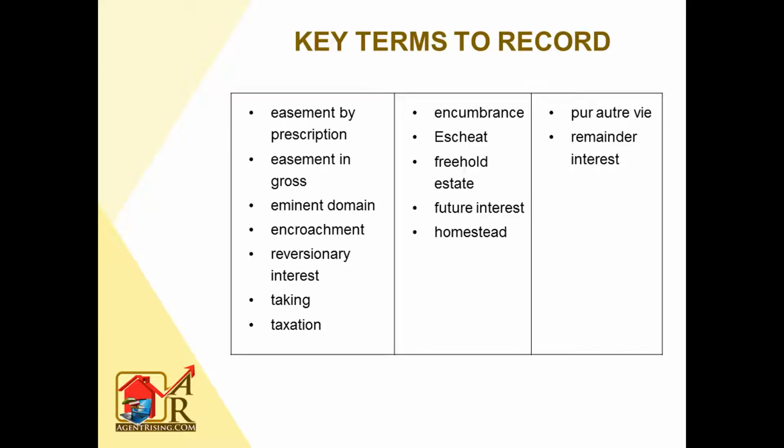Okay, pour autre vie, for the life of another. A life estate, pour autre vie, is the life estate that is measured by the life of a person or persons other than the grantee. And interests in real estate. The remainder is the remnant of an estate that has been conveyed to take effect and to be enjoyed after the termination of the prior estate, such as when an owner conveys a life estate to one party and the remainder to another party. Okay, so we had some significant vocabulary there. I hope that you guys are still with me.